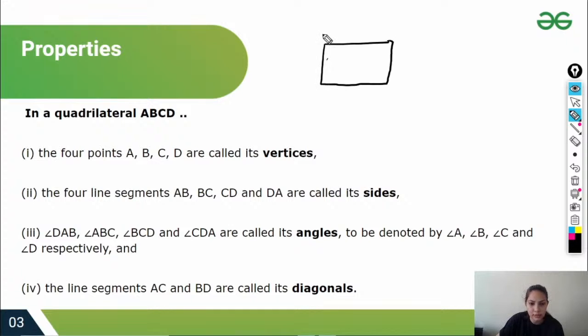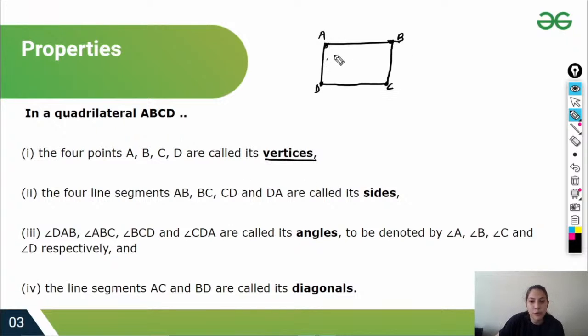Suppose this is A, B, C and D. So this is a quadrilateral ABCD. Now here, the four points A, B, C and D are called endpoints, and these are the endpoints of line segments, so basically they are called vertices. So these four points are called vertices.